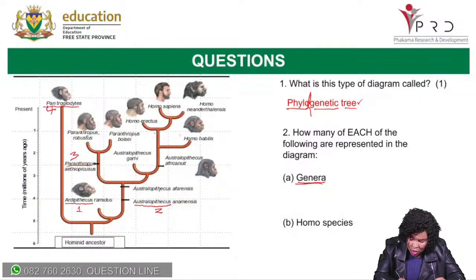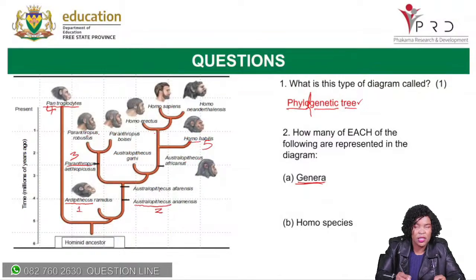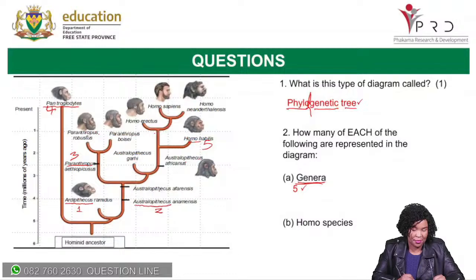And then you have Homo, which is 5. Is there any other one? You are only counting the first part of the names, so that will be your genera. How many have you counted? You have Ardipithecus, Australopithecus, Paranthropus, Pan, and Homo. So that gives us a total of 5.